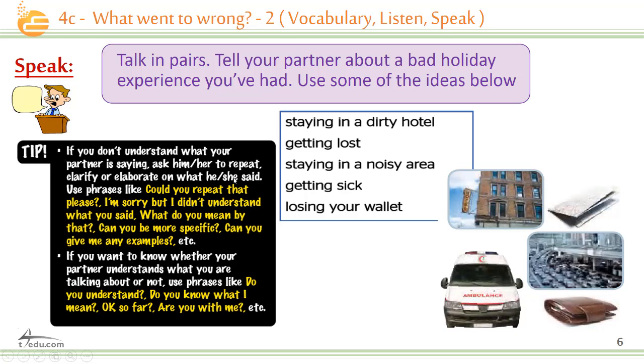Now, if you don't understand what your partner is saying, please do ask them to clarify or elaborate. You can use phrases like, could you repeat that, please? I'm sorry, I didn't understand what you said. What do you mean by that? Can you be more specific? Can you give me any examples, etc.? If you want to know whether your partner understands what you are talking about or not, use phrases like, do you understand? You know what I mean? Okay so far, are you with me, etc.